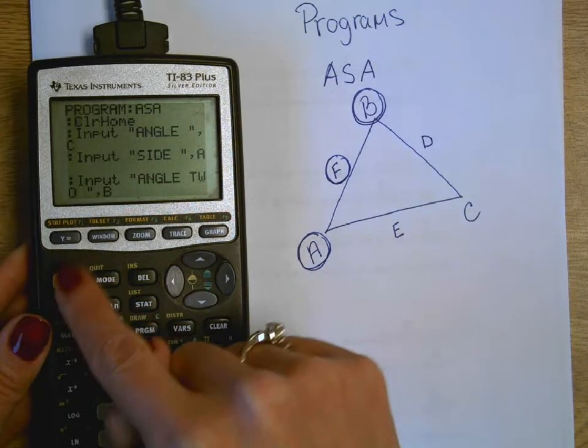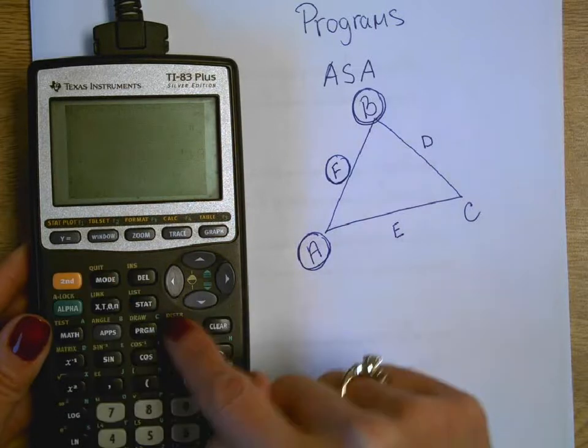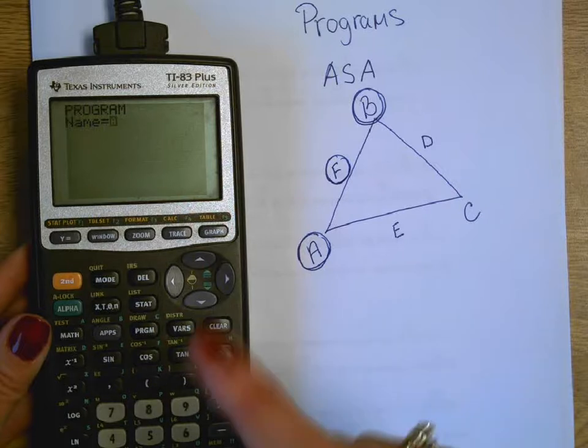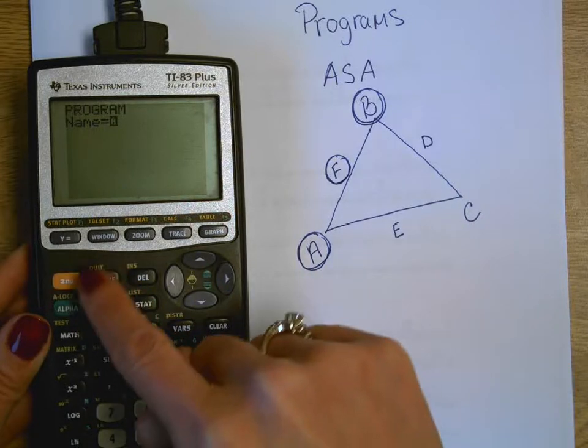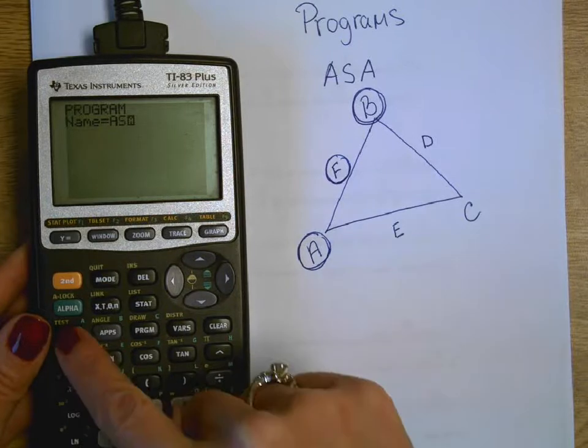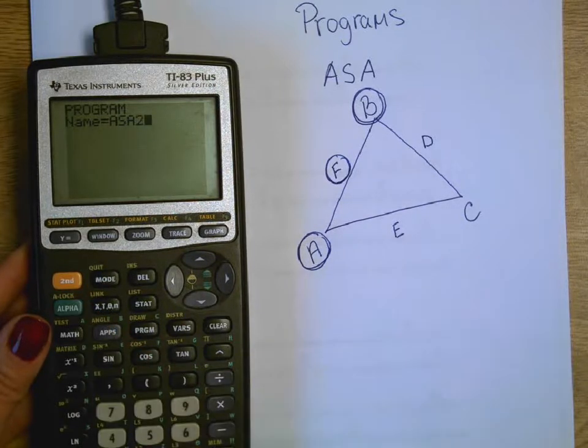Oh, I forgot. I got to call mine something else. Quit. Program. New. I got to call mine something else because I already have an ASA. I'll call it Do an ASA too. A, S, A.